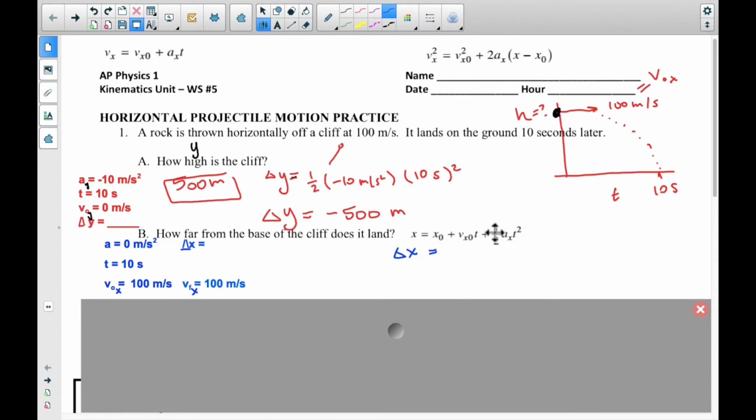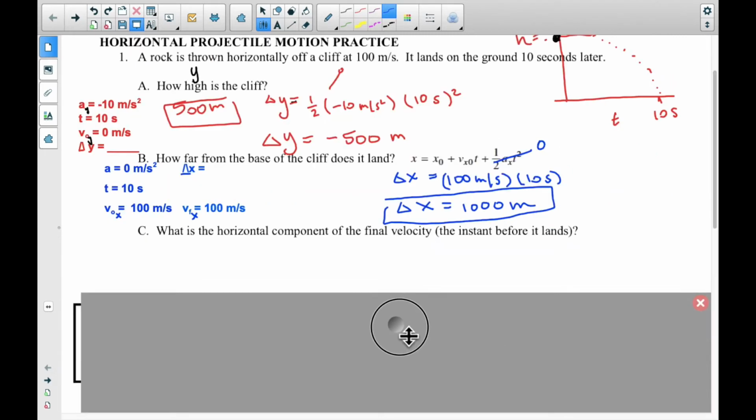And now my initial velocity does not get canceled. I actually have an initial velocity of 100 meters per second. And my time is still 10 seconds. Then my acceleration, though, that one is 0. So that one does drop off. Once again, I want to pay attention to my units. Seconds and seconds go away, and I'm left with 1,000 meters. So that is my distance. How far from the base of the cliff does it land? 1,000 meters. Okay, let's look at the next section.